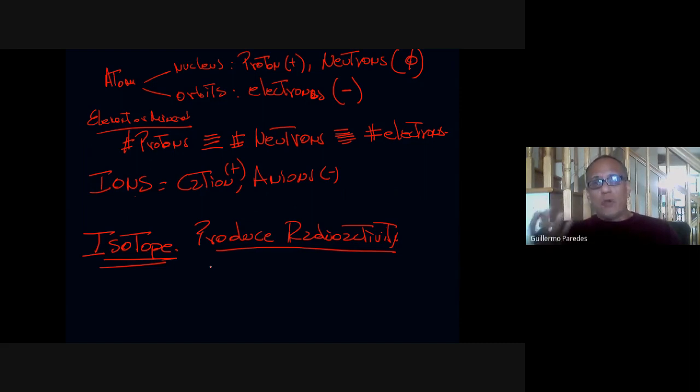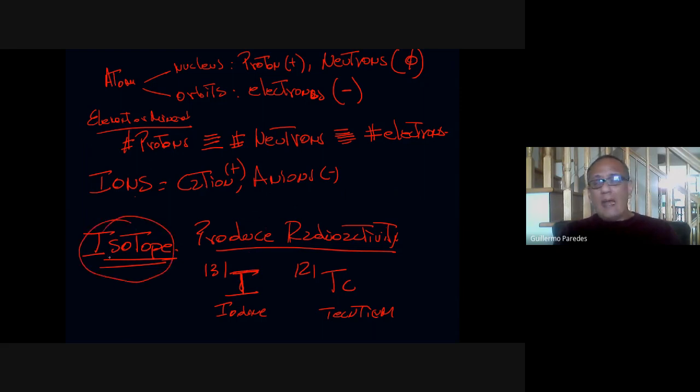But what is an isotope? For example, we have iodine 131, technetium 121, I guess. This is iodine. This is technetium. All right, so this 131, what does it mean? So what is an isotope? An isotope is not an ion, because isotopes do not have a positive or negative charge.